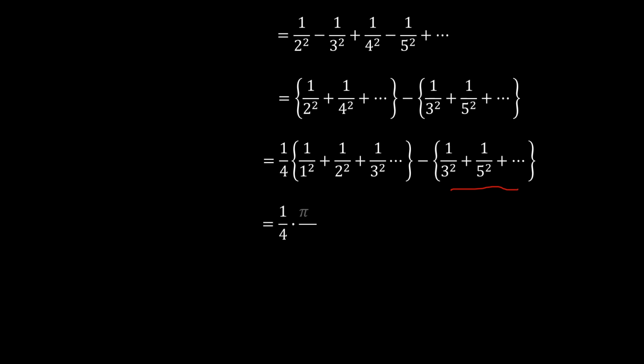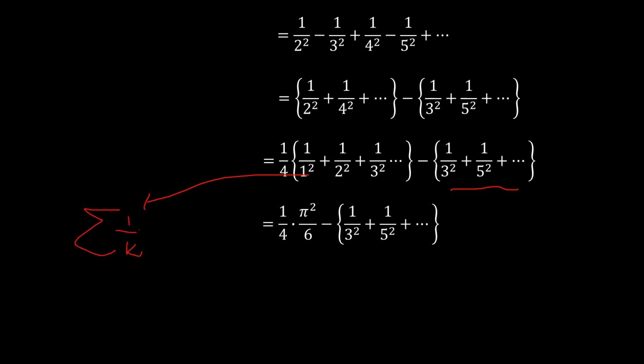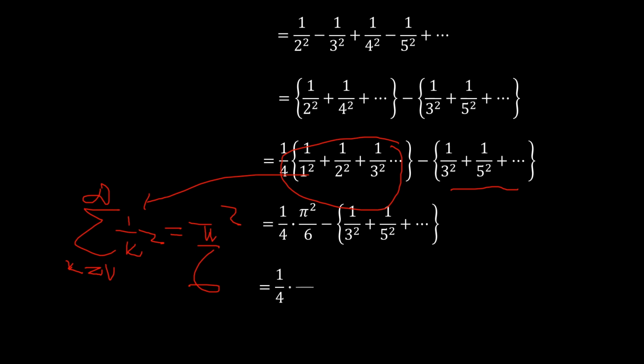Then we can go ahead, since we know that the summation of 1 over k squared from k equals 1 to infinity is equal to pi squared over 6. This is the Basel problem. This entire thing here becomes pi squared over 6 times a quarter. So this is obviously taken care of. But this one here, now we have these odd terms. How do we solve that?